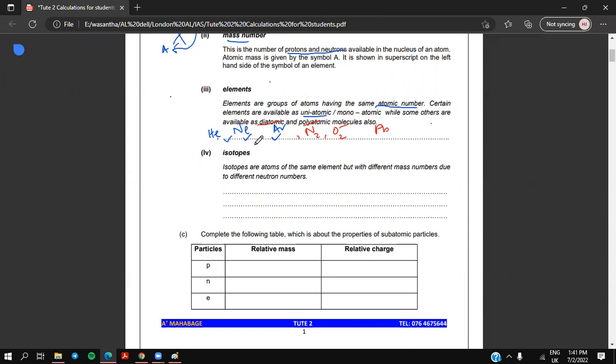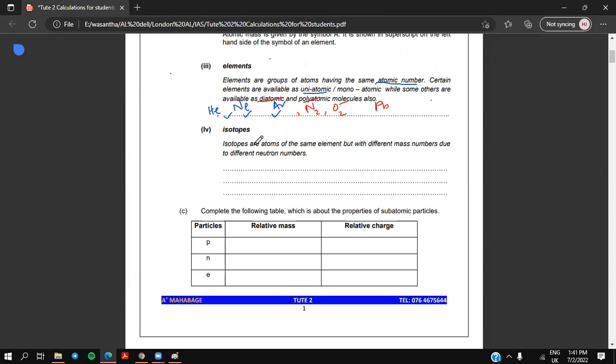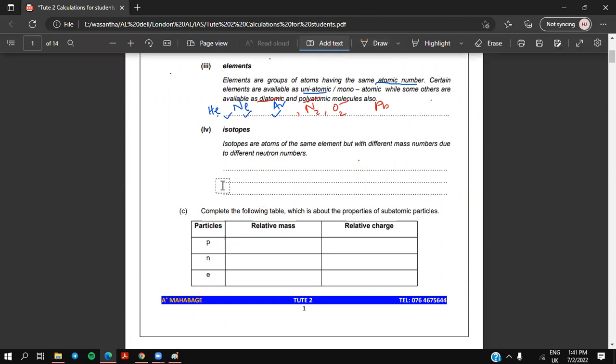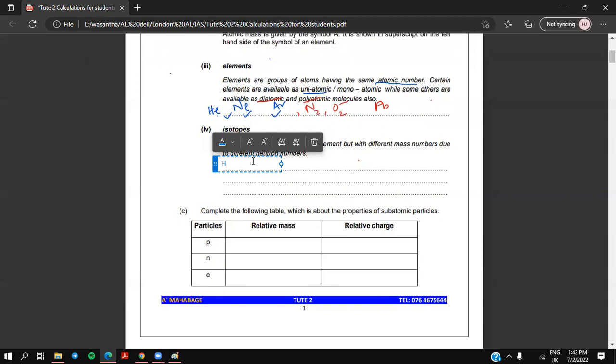Then we go to the next one, isotopes. Isotopes are atoms of the same element, but with different mass numbers due to different neutron numbers. We will take one or two examples for this. First example is hydrogen. Hydrogen is one example.